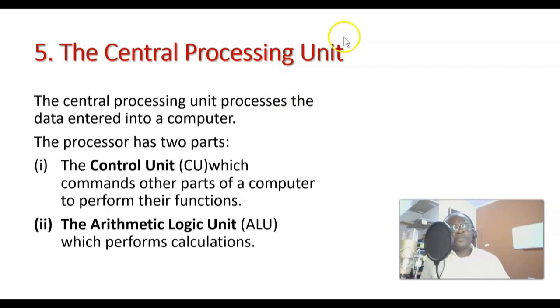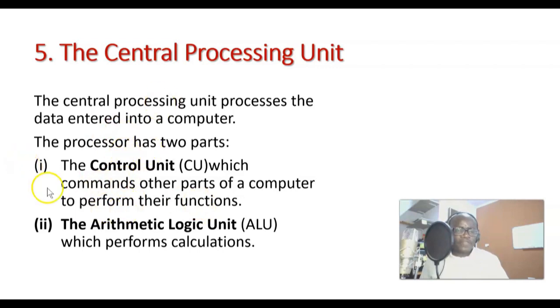So the central processing unit processes the data which is inside a computer, and it has two parts. There is one part called the control unit. Usually we call it by an abbreviation, CU, the control unit. This is the part which gives commands to all other parts of the computer to perform their functions. So if you want to perform an addition, it gives a command for the addition to be done. If you want to print out, it will command the devices which need to carry out printing.